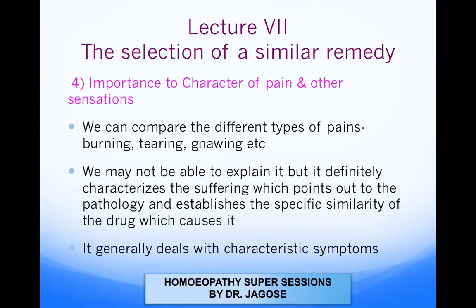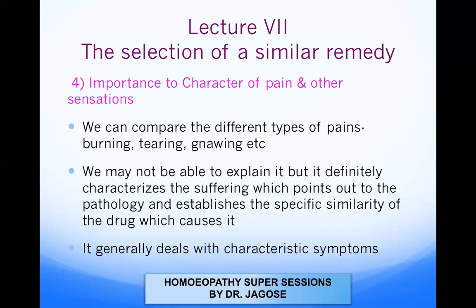Importance of character of pain and other sensation. We can compare the different types of pains, burning, tearing, gnawing, etc. But we may not be able to explain it, but it definitely characterizes suffering, which points out to the pathology and establishes the specific similarity of the drug which causes it. So therefore, it says the different types of pain, but we may not be able to explain why this pain is occurring, but we can definitely point out what pathology is taking place.